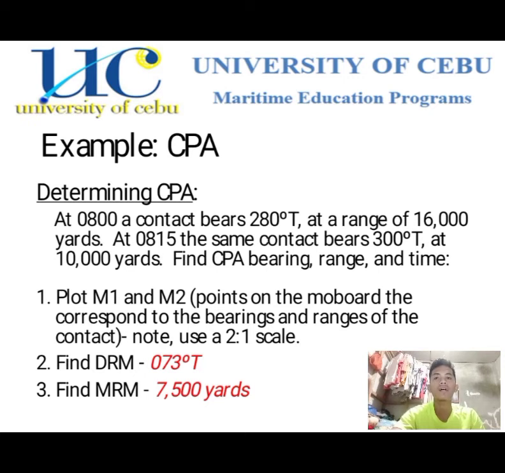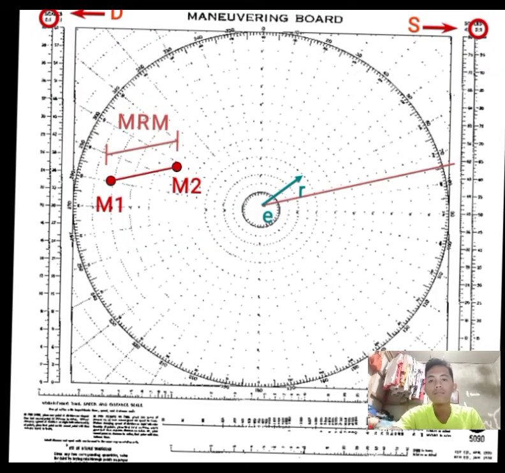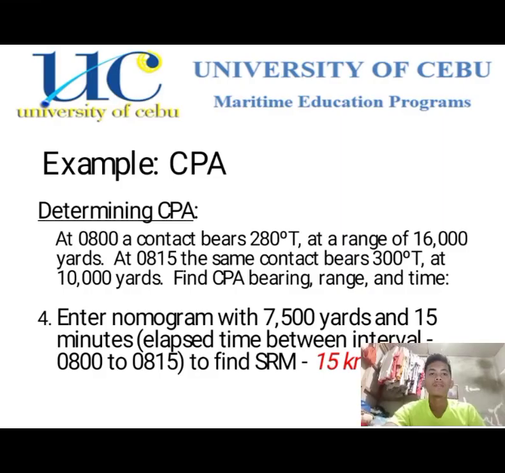So in this case, we have to find the MRM, which is the 7,500 yards. So to get that, we have to get a line which is above the M1 and M2 to get the MRM, which is the 7,500 yards.